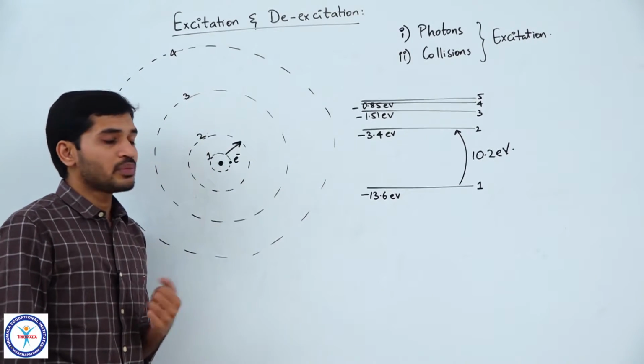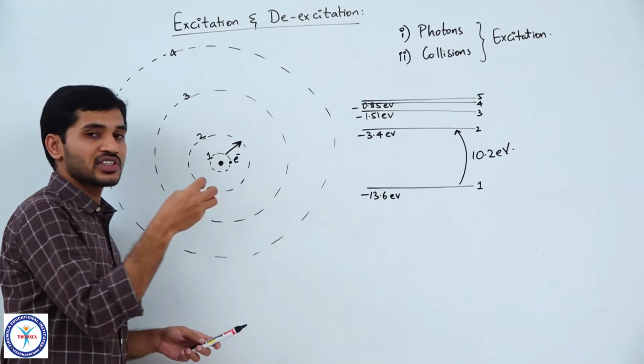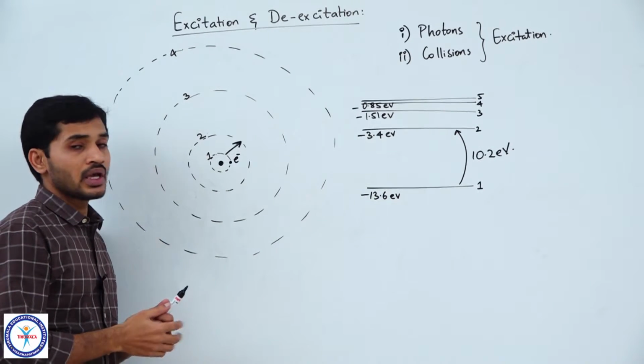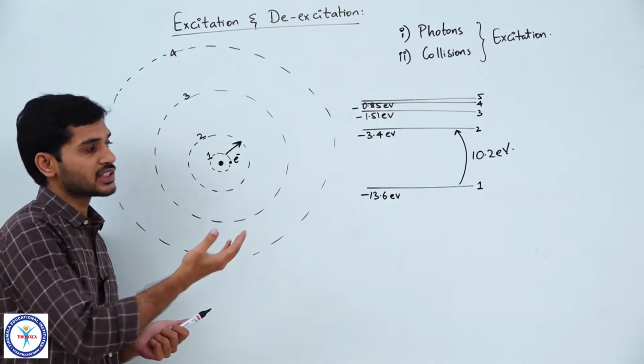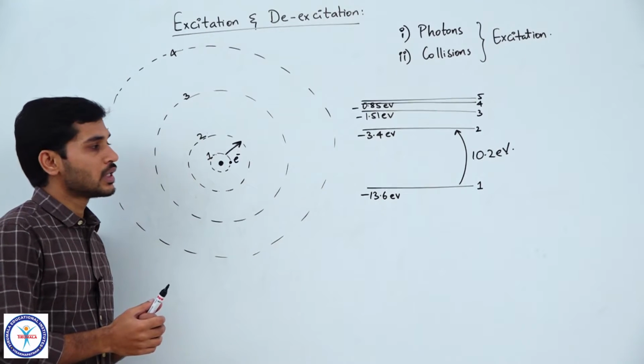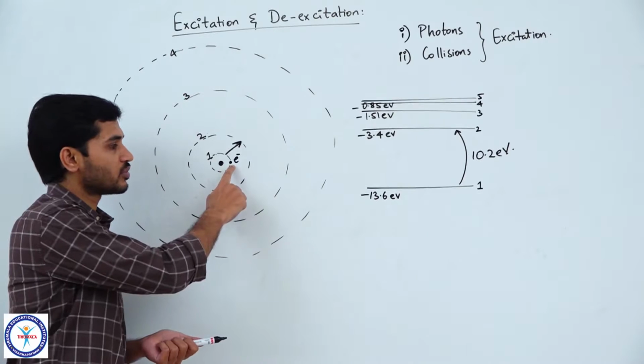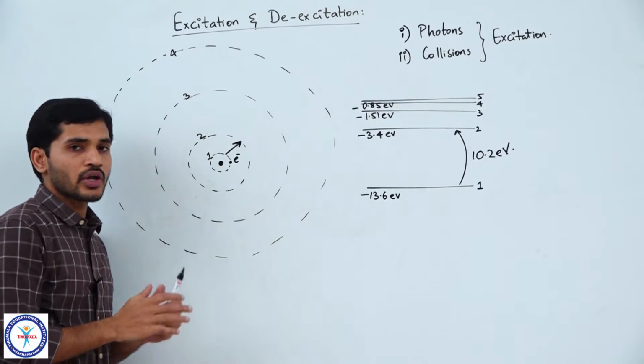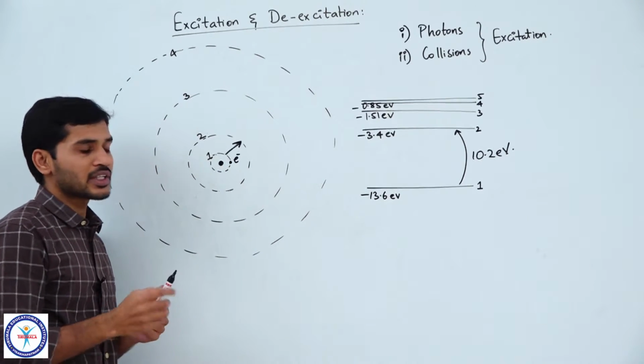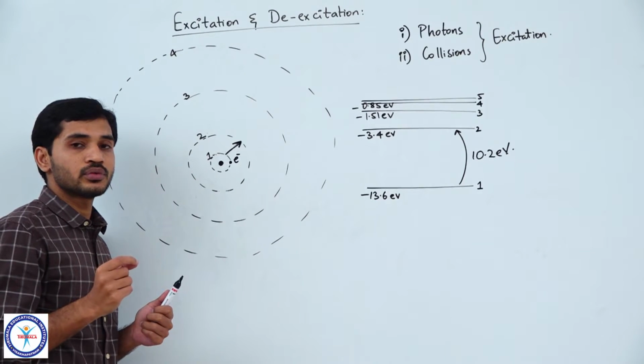Now, it means that if this electron is incident with light which has photons having an energy of 10.2 electron volts, it absorbs the 10.2 electron volt photon and it moves from this state to this state. Okay, it is pretty straightforward, but there is one very important thing which you will have to be aware of.